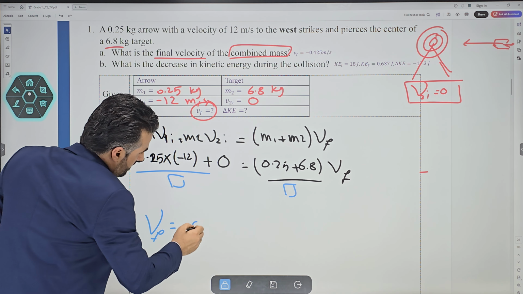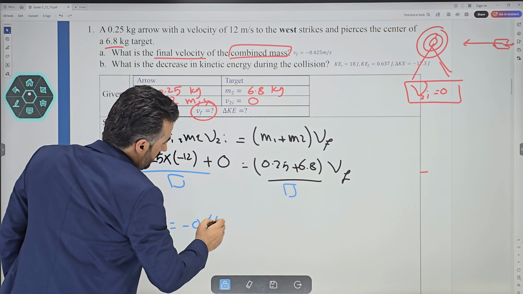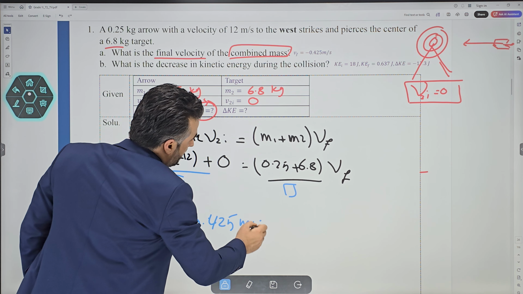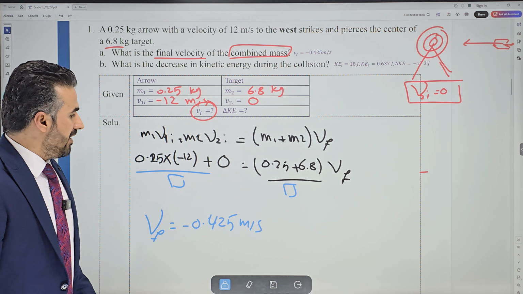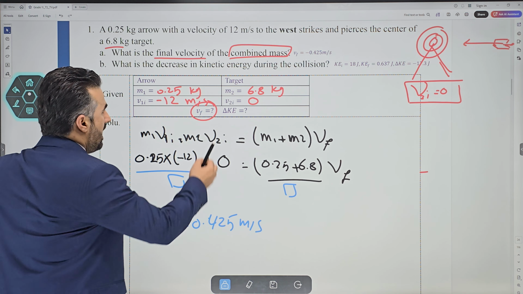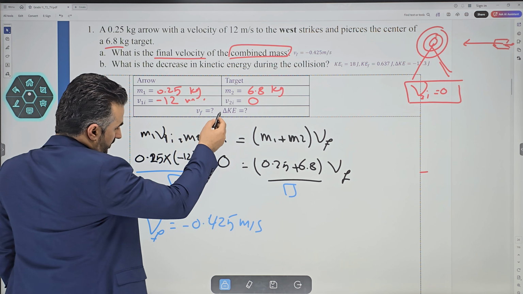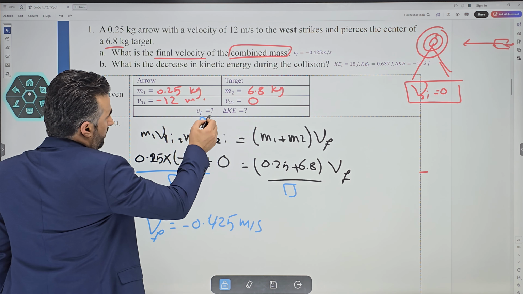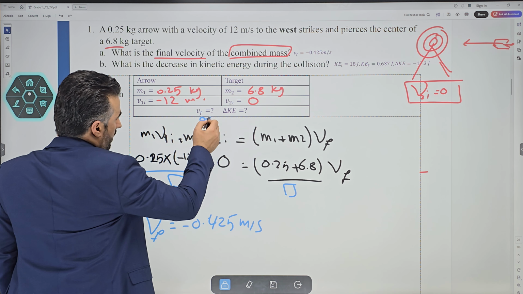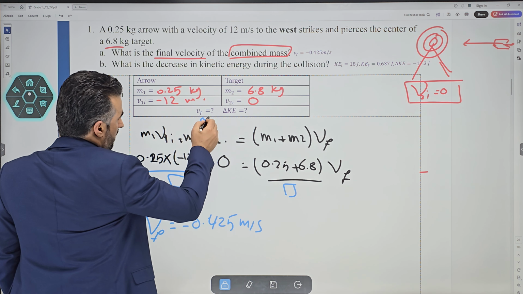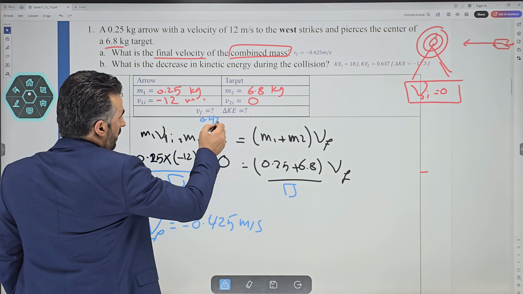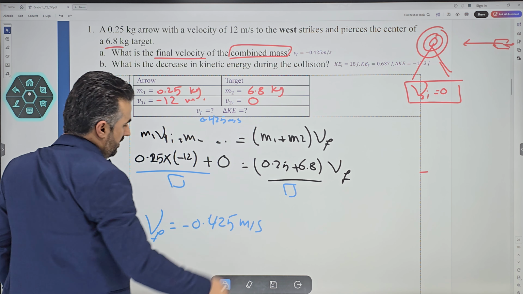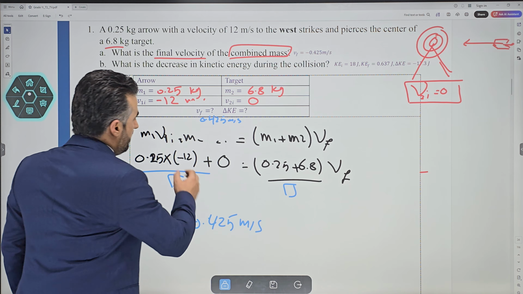It is negative 0.425 meter per second. If not, you could just say this much to the left. That is totally fine. Now this is v final, and you can add v final to the list here. So v final is negative 0.425 meter per second. If not, you could say to the left, that is totally fine.